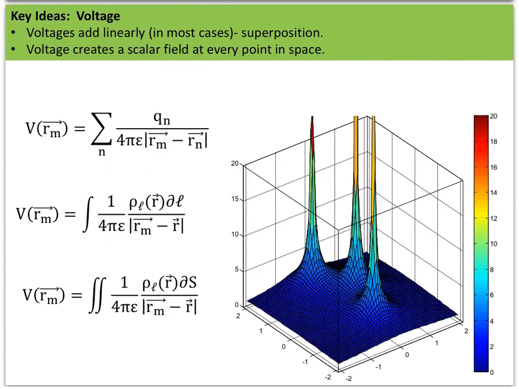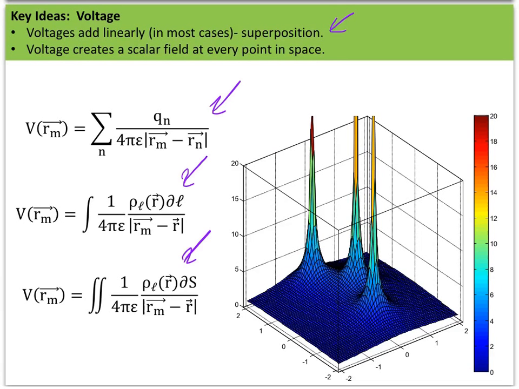Why do we care about this? Well, it turns out that besides creating a vector field at every point in space, a charge or distribution of charges creates a scalar field at every point in space. And this scalar field is a potential energy field created by the charge or distribution of charges. And it turns out that just like the vectors add linearly due to superposition, the voltage or potential energy fields will also add linearly in most cases due to superposition. So we can calculate the voltage from a charge or distribution of charges by simply summing up the charges, doing line integrals, surface integrals, or, as not shown here, a volume integral.